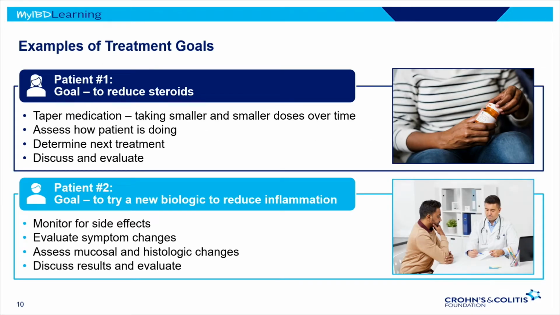So we'll talk about this example of two patients, and towards the end, we'll come back to these two patients and how we could bring together a team to help us with these two goals. First goal, this patient is trying to reduce steroid use. So you want to taper medication, take smaller doses over time, assess how the patient is doing on the clinician side, determine next treatment, and discuss and evaluate next steps. And the second patient, it's time to move on to new biologics. What does that look like to try to reduce inflammation? So we monitor for side effects, evaluate symptom changes, assess mucosal healing and histologic changes, and discuss results and evaluate.